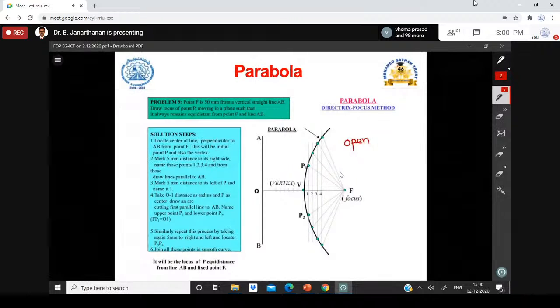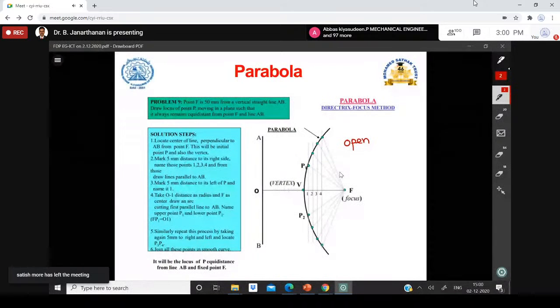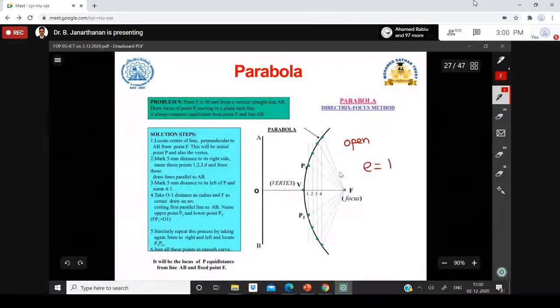So here, whatever number of points you take, this is not going to close. It will go like this. It is not going to close. So this is the parabola, and here the eccentricity is equal to 1. That means the distance from this point to this is the same as this distance. So the ratio is 1. So this is the parabola.